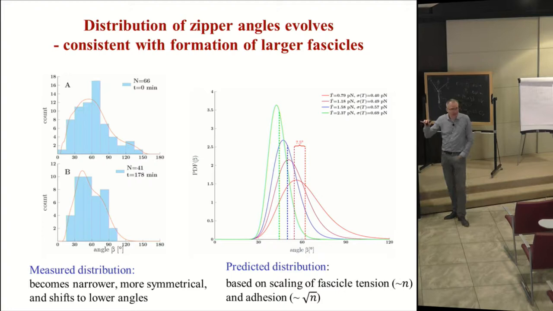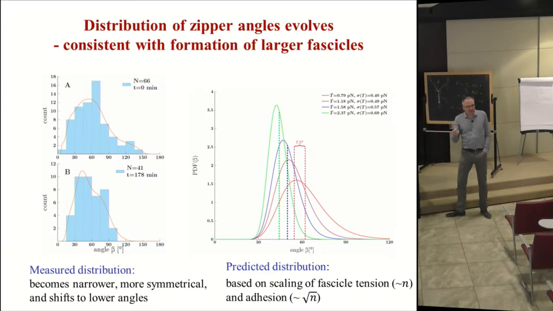I showed you that the network was coarsening in our case. Now back to our system. So you can ask, what is happening to the distribution of the angles, the zipper angles, in our case? Because the network evolves.